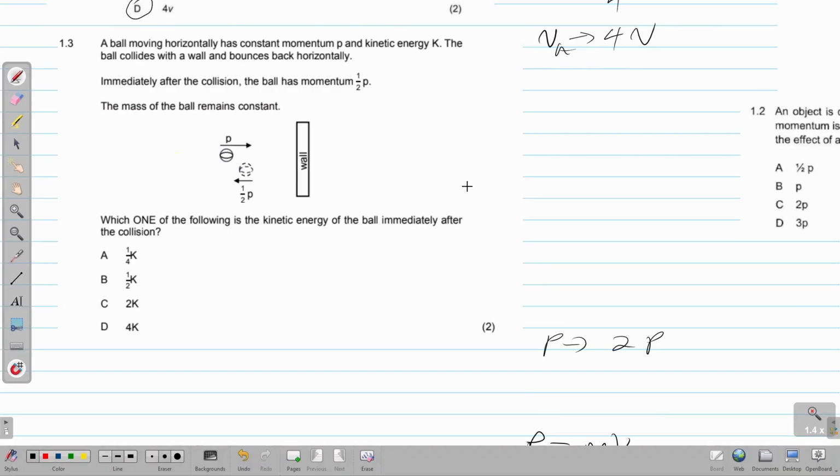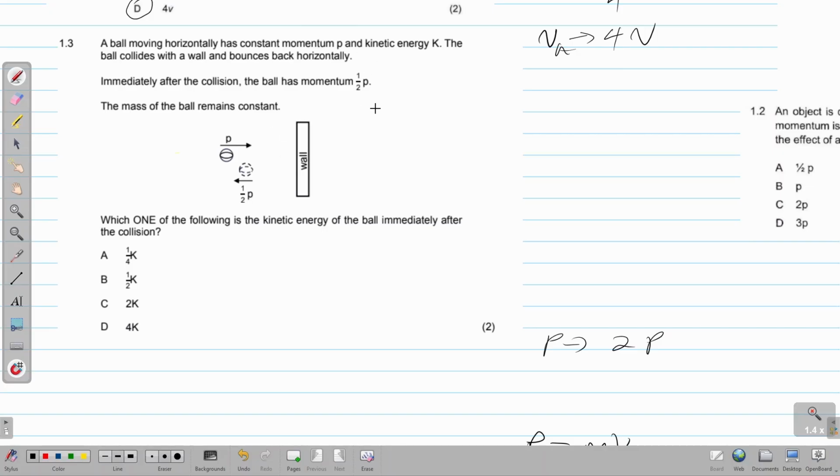So let's look at another 1.3. A ball moving horizontally has a constant momentum P and kinetic energy K. The ball collides with the wall and bounces back horizontally. Immediately after the collision, the ball has a momentum of half P. The mass of the ball remains constant. Which one of the following is the kinetic energy of the ball immediately after the collision with the wall? We will respond to this question.